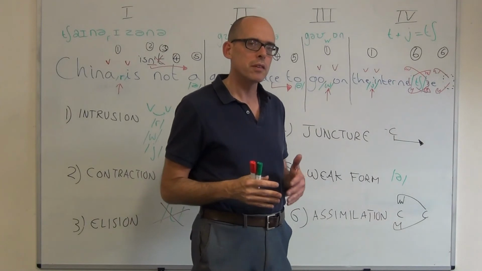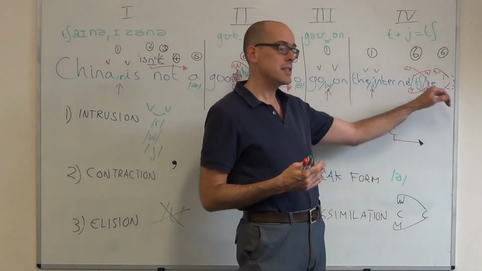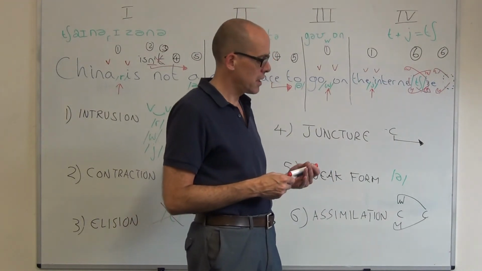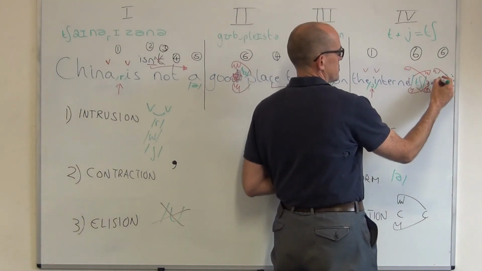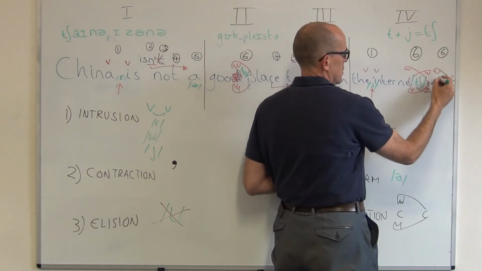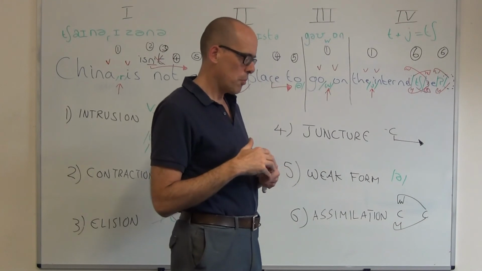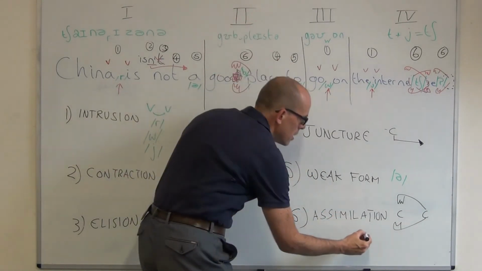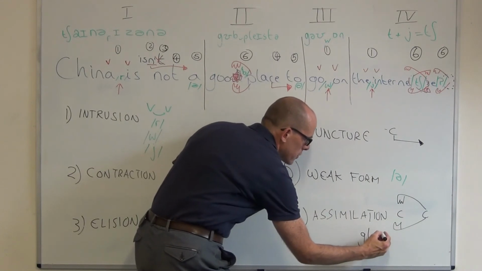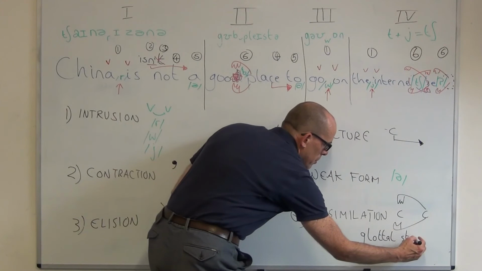And that's very common in spoken English, especially when a t is at the end of speech. That sound is written like this. It's called the glottal stop. I'll write that down here. Glottal stop.